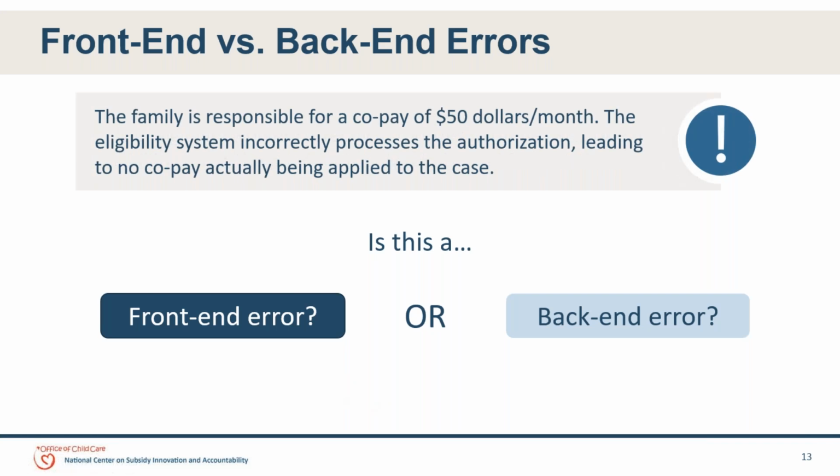Okay, here's our next one. This one might be a little tricky. The family is responsible for a copay of $50 per month. The eligibility system incorrectly processes the authorization, leading to no copay actually being applied to the case. Is this a front-end error or a back-end error?